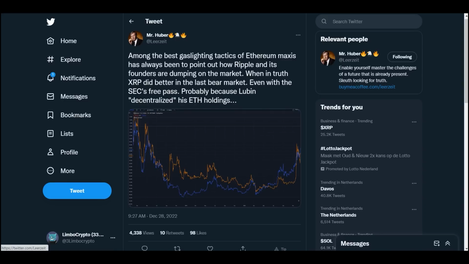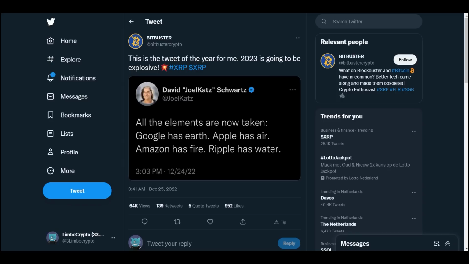Among the best gaslighting tactics of Ethereum maxis has always been to point out how Ripple and its founders are dumping on the market, when in truth, XRP did better in the last bear market, even with the SEC's free pass, probably because Lubin decentralized his ETH holdings. So the thing is, they all talk about XRP being centralized, that the coin is being dumped. But listen, it's very healthy for a coin to release its holdings over a long period of time. This is a very positive thing in crypto. It always has been. If you want to invest in a crypto, you always look at the time that the holdings are being released. This is a very positive thing.